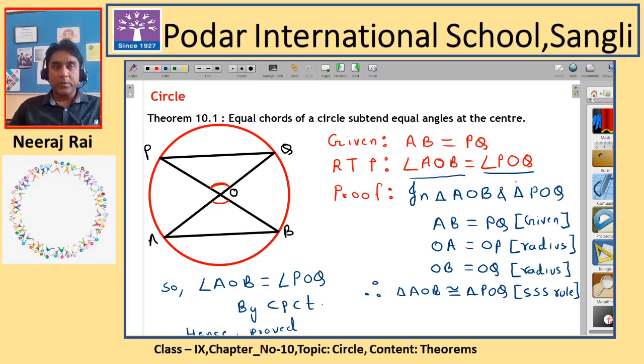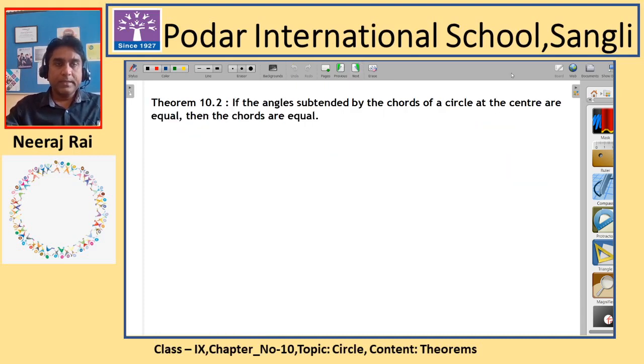So let's move quickly to the second theorem. And if you have any doubt, just go through the same part of the video again and try to understand. It is very simple. The next theorem is, if the angles subtended by the chords of a circle at the center are equal, then the chords are equal. It is just the converse of the previous theorem.